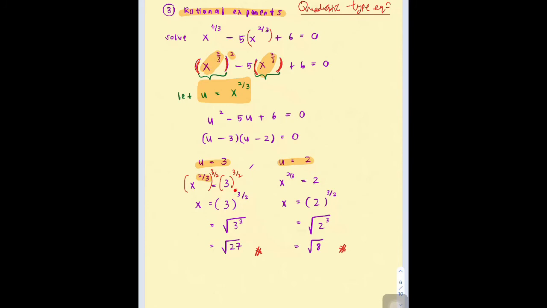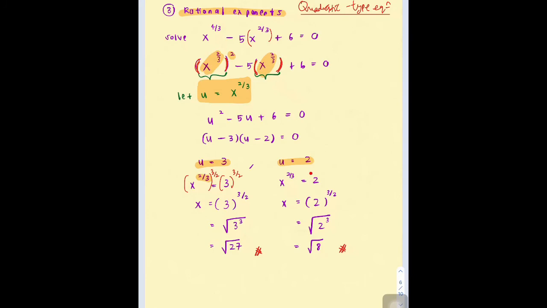Okay, so look at your right hand side. 3 to the power of 3 over 2. So this is 3 to the power of 3 to the power of 1 over 2. So you can make it as square root. Okay, you can open up 3 to the power of 3, which is 27. So the first answer is square root 27.